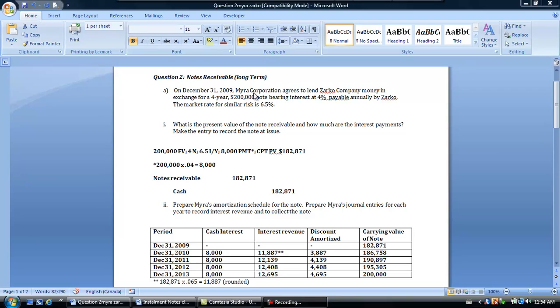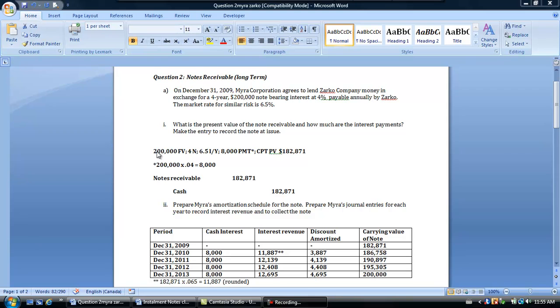But in order for Myra to make the journal entry on its books at the date the note is made, which is December 31st, 2009, we need to calculate the present value of the note. Remember that the effective interest method presupposes that our note will be recorded at its present value, and we will use the present value of the note at the beginning of each period in order to calculate interest revenue for that period.